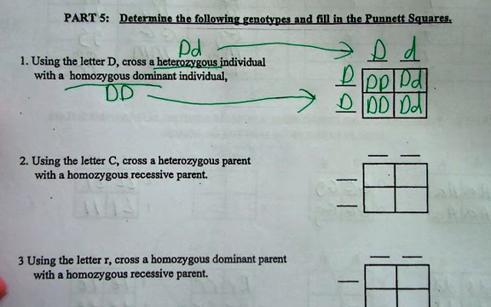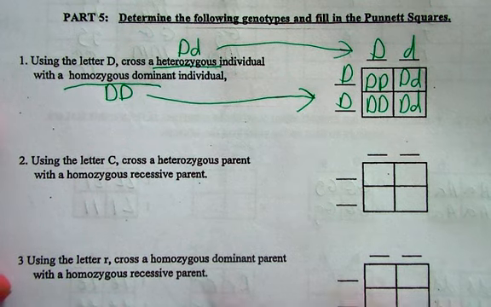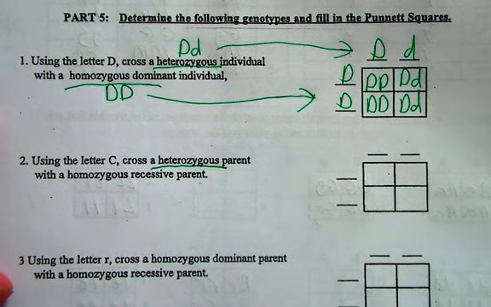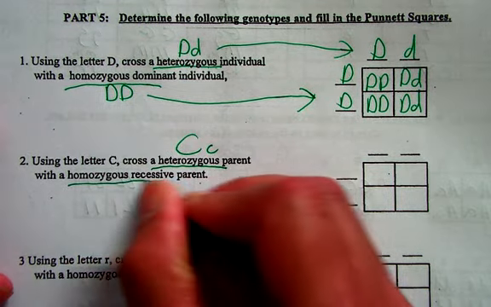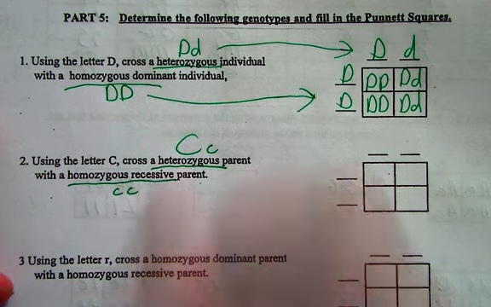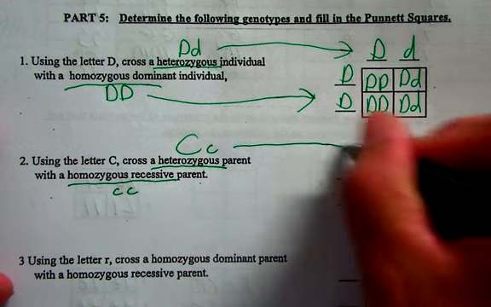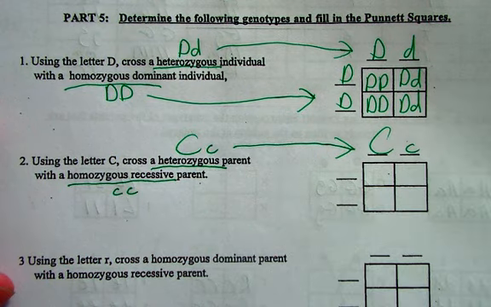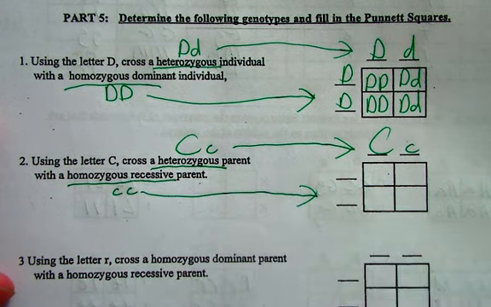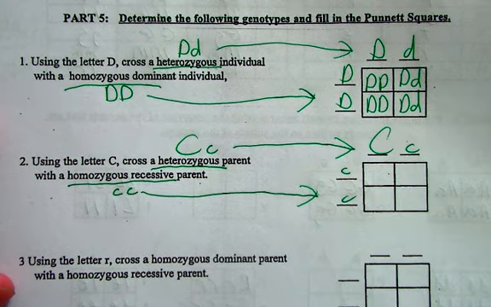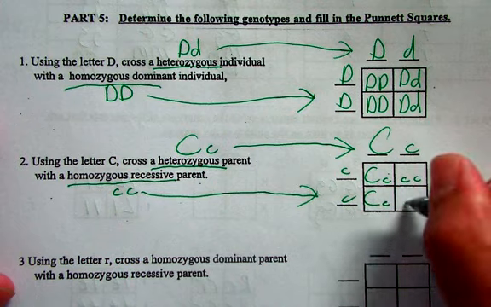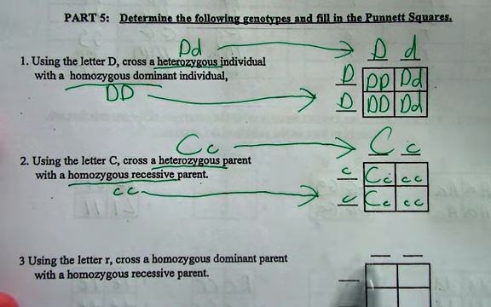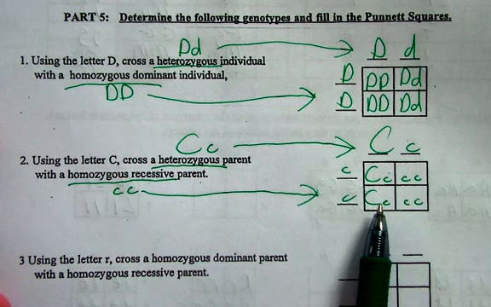The next one says to use the letter C, cross a heterozygous parent, that's big, small, with a homozygous recessive, lowercase, lowercase. So I put this guy right here. I put this guy right here. I do the Punnett square. And that's it. Hey, make sure when you do these that you tell the difference between an uppercase and lowercase letter.